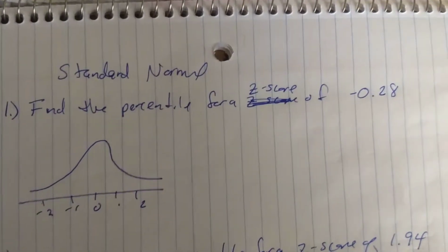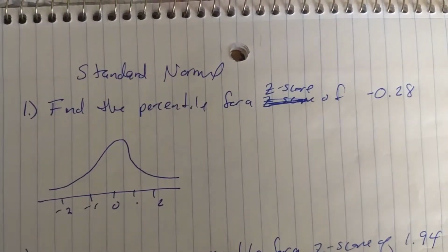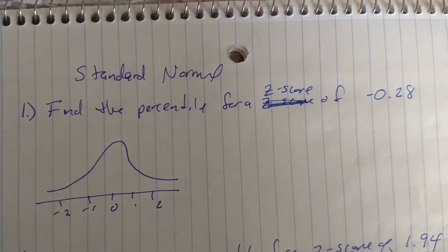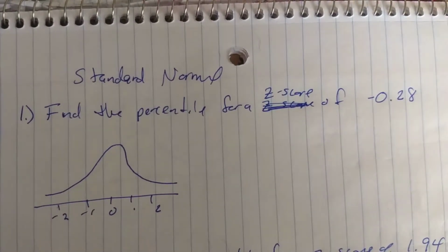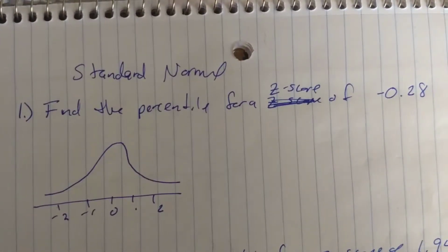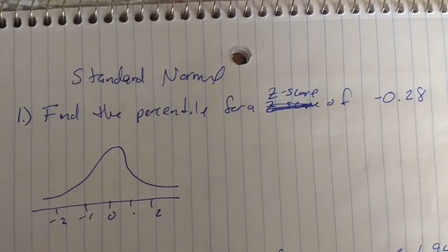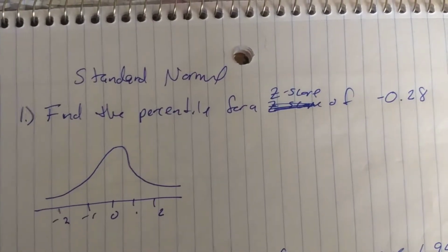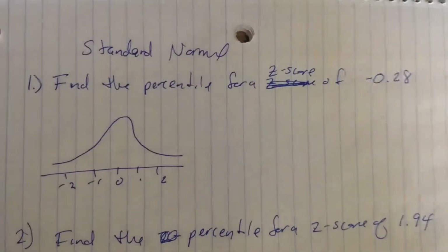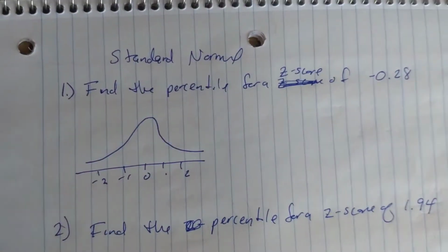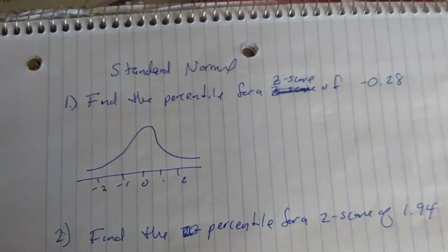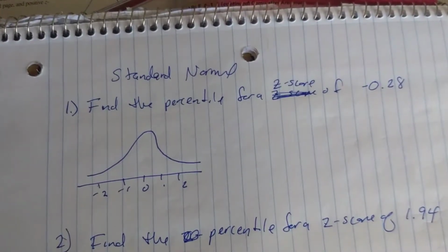Now that we know how to standardize a data point, we're going to find percentiles based on z-scores for the standard normal curve. After this, we'll do an example starting with a data point, but for now, I just want to look at standard normal. The first example I have says find the percentile for a z-score of negative 0.28.